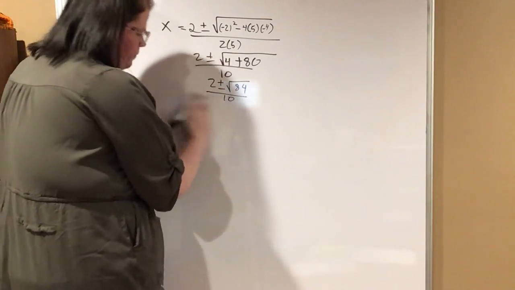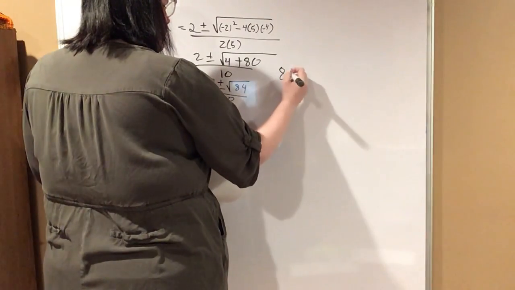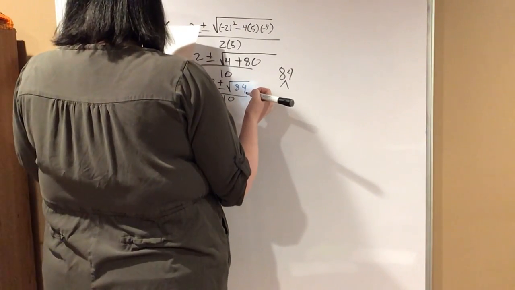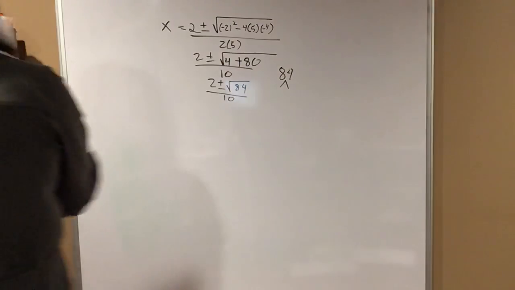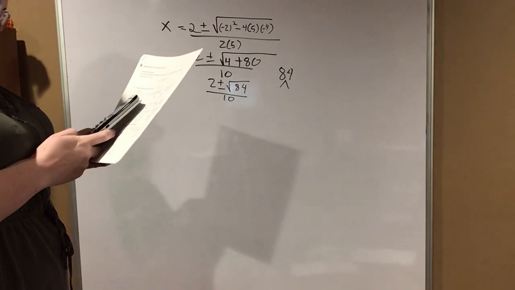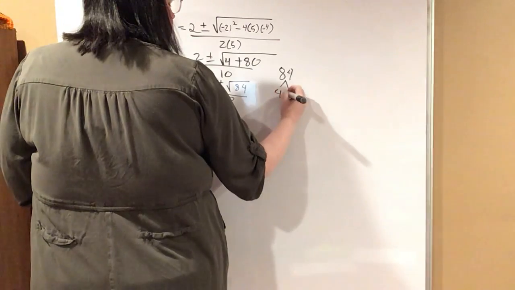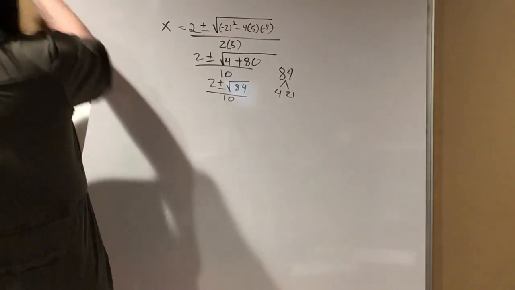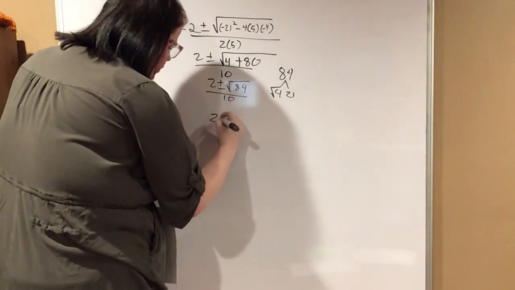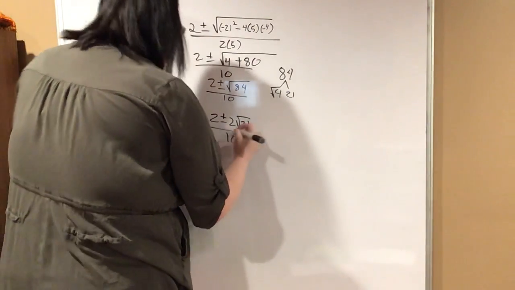So I'm going to erase this. So let's simplify our 84. We know that 84 can be split. 84 can be split into 4 and 21. So when we split it into 4 and 21, this is our perfect square, right? So now we have 2 plus or minus 2 square roots of 21 over 10.